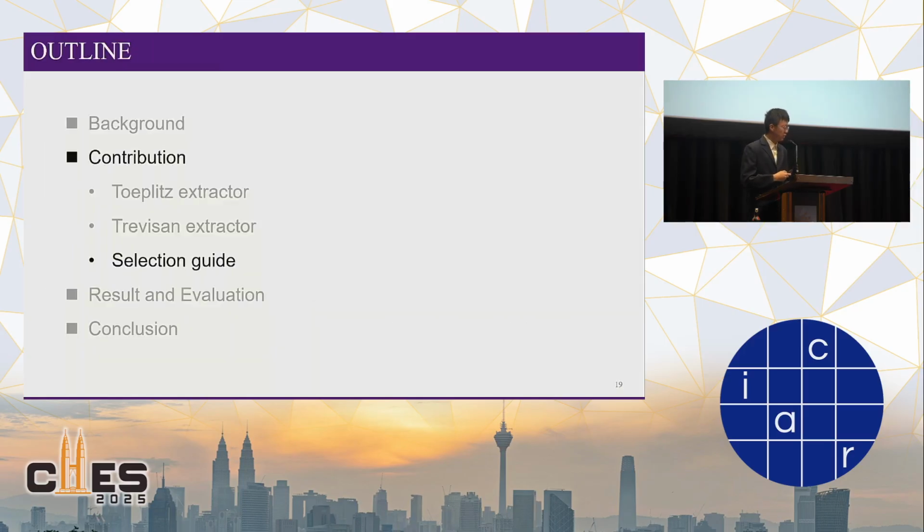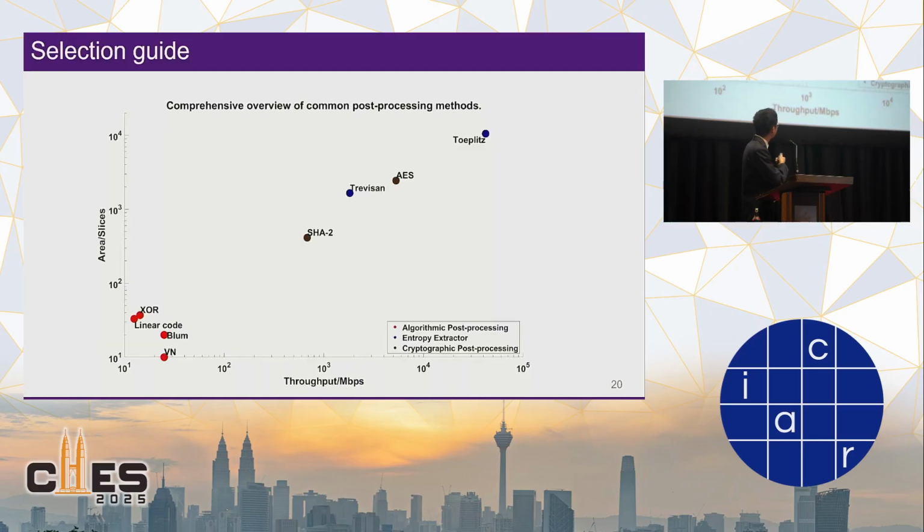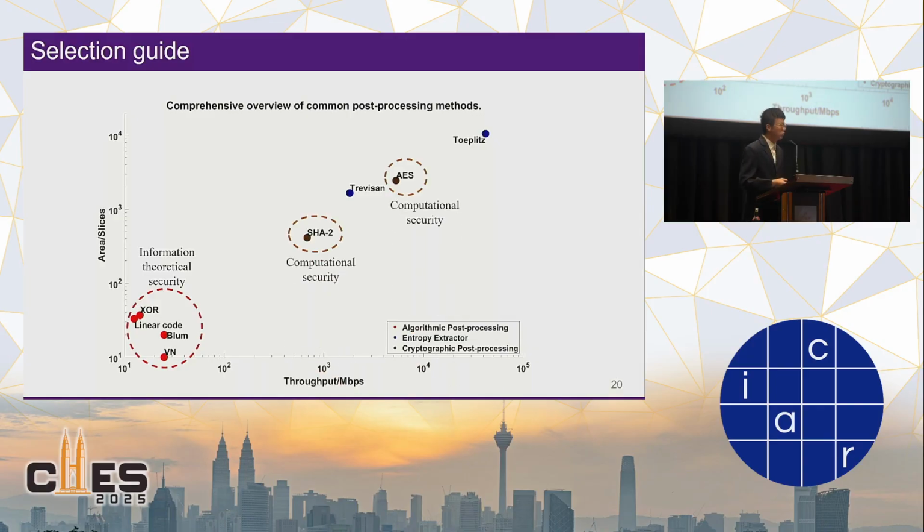The last contribution is that we offer a selection guide for TRNG designers to select the most suitable post-processing methods. We give an overview of common post-processing methods. The red dots denote the algorithmic post-processing with information theoretical security. We also have cryptographic post-processing with computational security, such as hash functions or block ciphers. The entropy source in this work offers unconditional security.